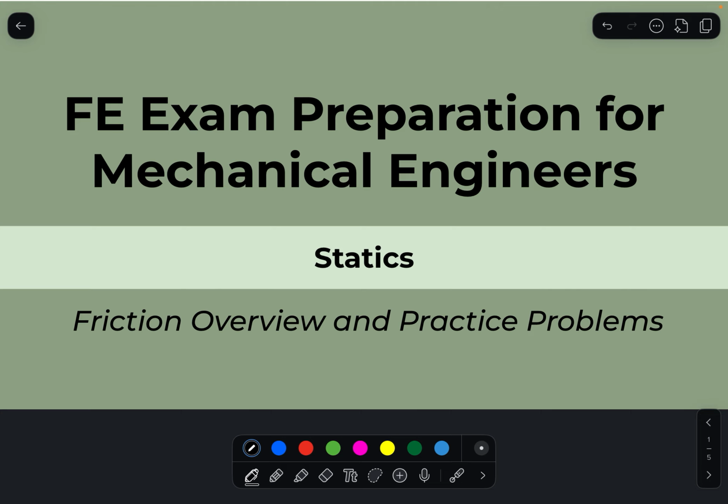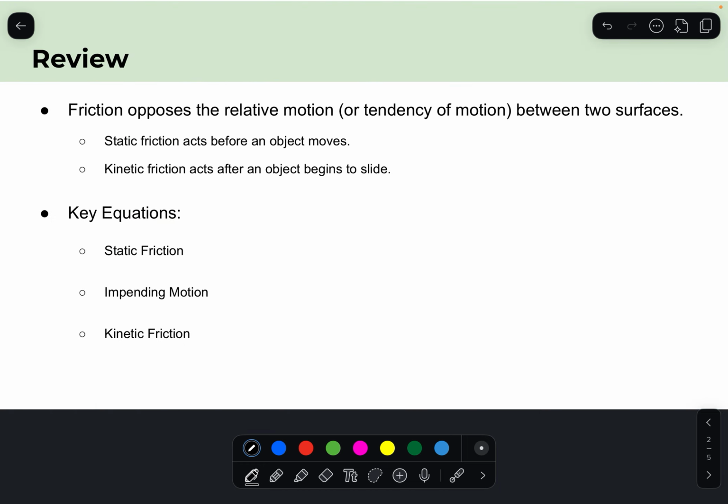In today's statics video, we are going to be doing an overview of friction and two practice problems. Friction opposes the relative motion or tendency of motion between two surfaces. So recall from your statics or physics class that we have two kinds of friction.